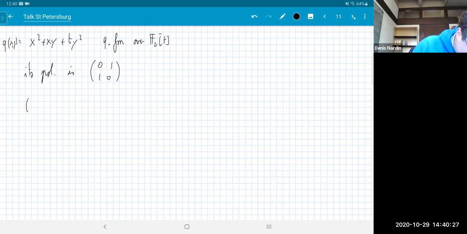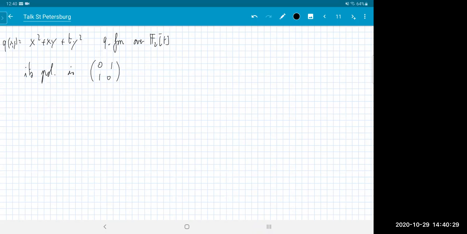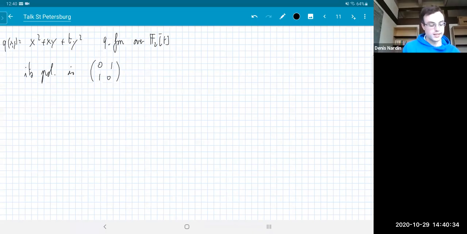I mean, you can do the computation if you want, but the point is that x squared respects addition, so to say. And it has a Lagrangian when t is zero, and it doesn't, it has an Arf invariant one when t is one. In fact, the Arf invariant of this Q is exactly t.